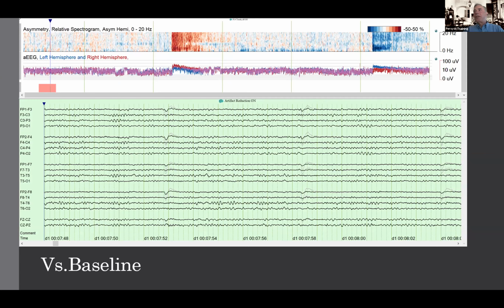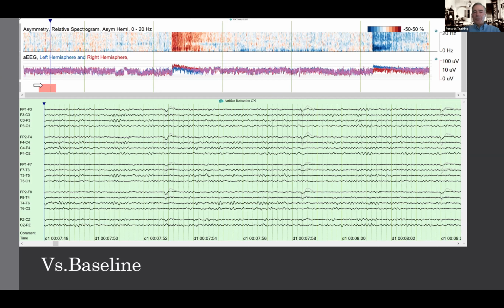So another way that we can look at what the versus baseline is doing is we can look at a WADA test, because those are very significant changes based on when an injection was made. So here we have an asymmetry spectrogram up at the top and aEEG left and right hemisphere below that. And the EEG changes at the first and second injection can be seen over the trend duration. And we're gonna go ahead and look at those as we go forward.